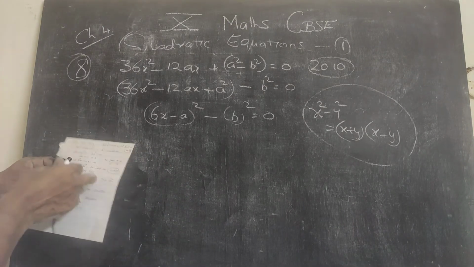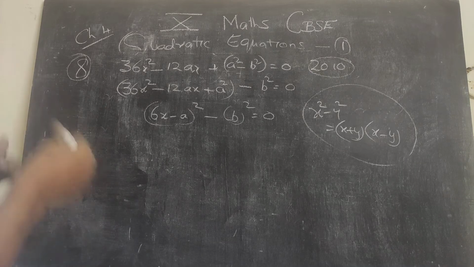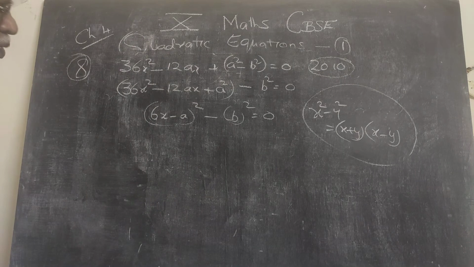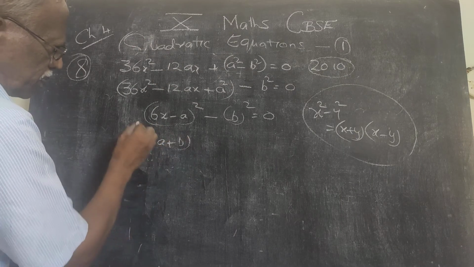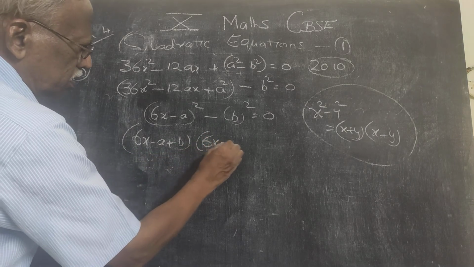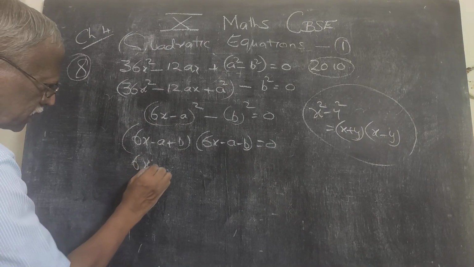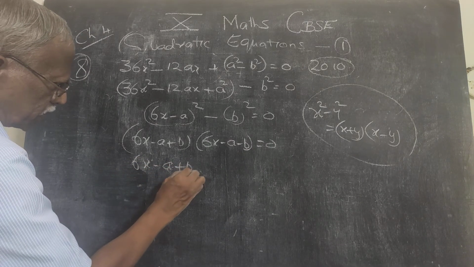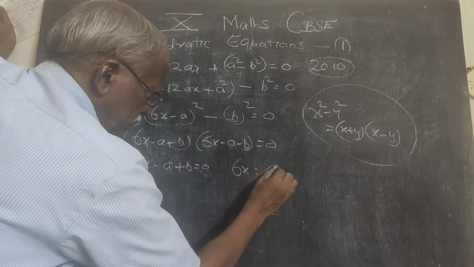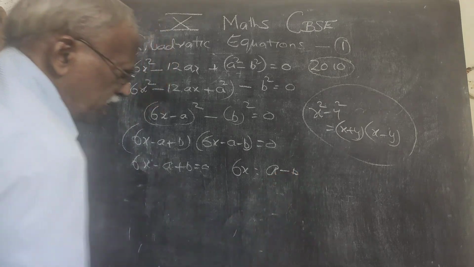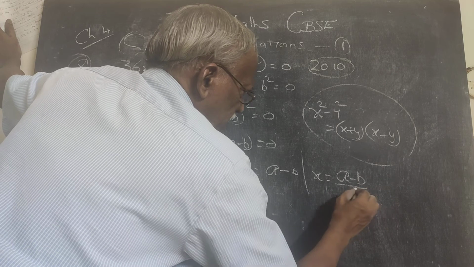So (6x − a)² − b² is of the form x² − y², which is (x + y)(x − y). Therefore this will be (6x − a + b)(6x − a − b) = 0, which means 6x − a + b = 0. So 6x = −a, and the +b goes over and becomes −b. Therefore x will be equal to (a − b)/6.